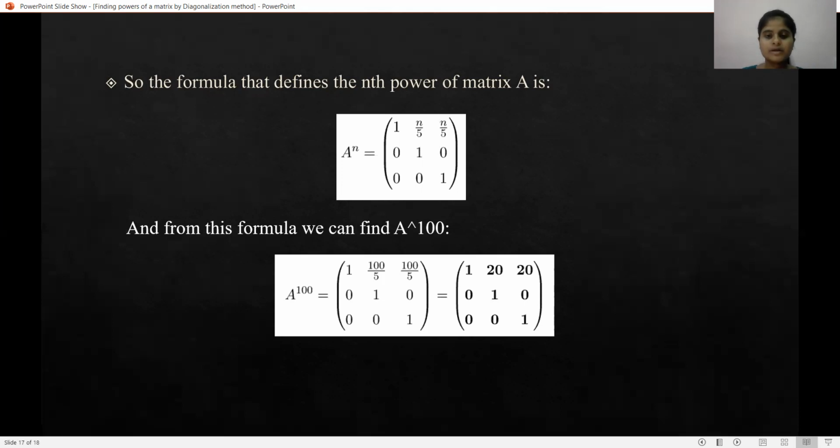A to the power 100 is equal to 1. In the place of n, we have to substitute 100: [1, 100/5, 100/5; 0, 1, 0; 0, 0, 1]. The output is [1, 20, 20; 0, 1, 0; 0, 0, 1], as 100 by 5 is 20. We can easily calculate the nth power of a matrix using these formulas.